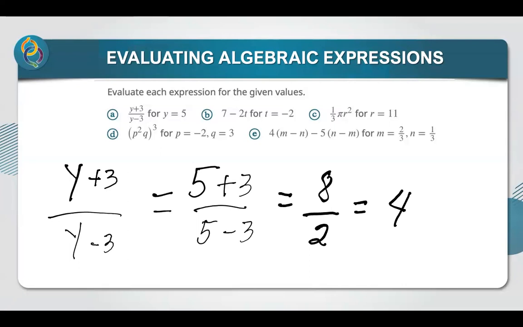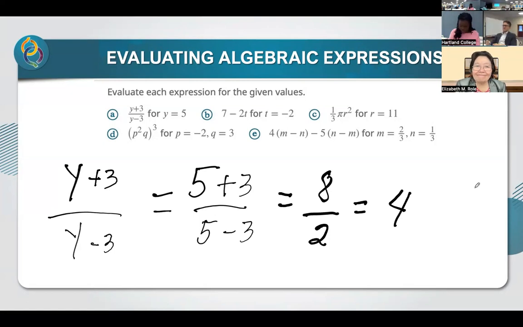Right? So, let me see. Will you please try letter B? Substitute -2 for t. There you go. All right, that's your answer.